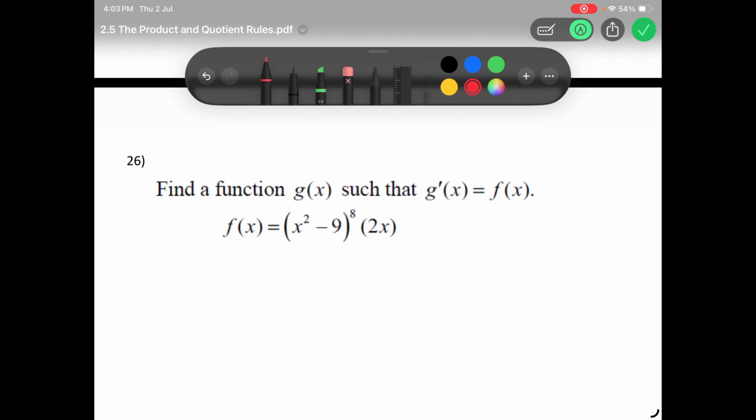Look at this here guys, the story here. Find the function g of x such that g prime of x equals f.